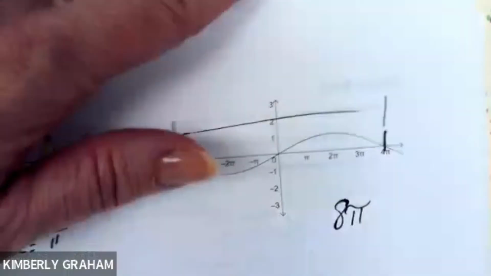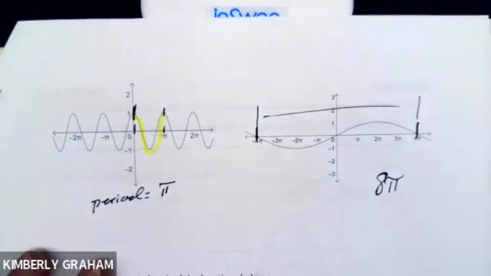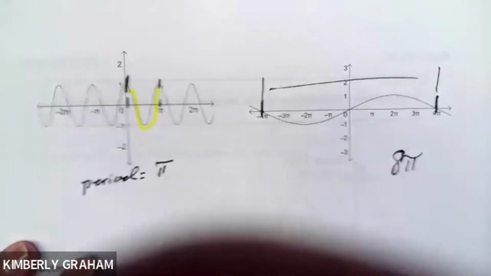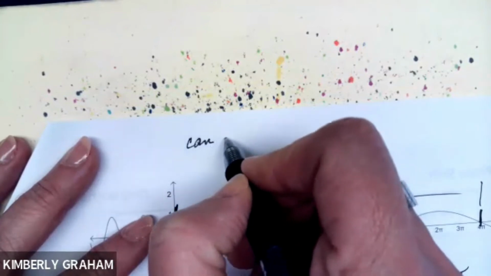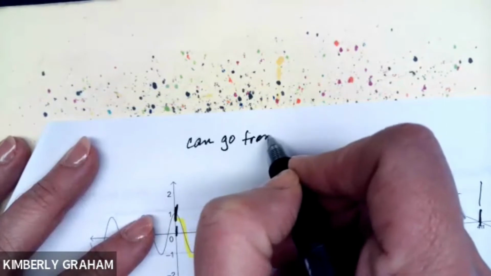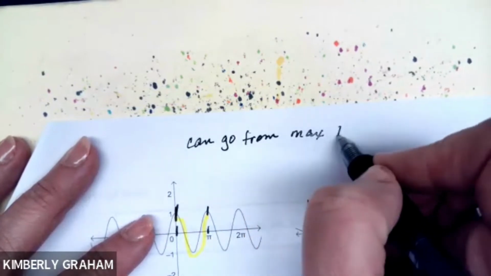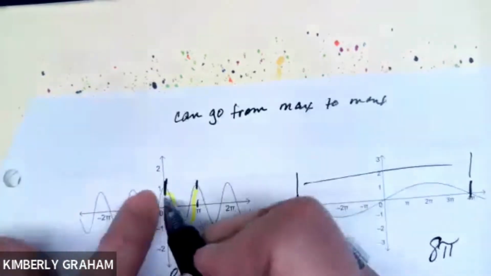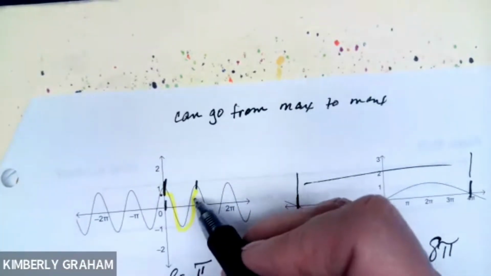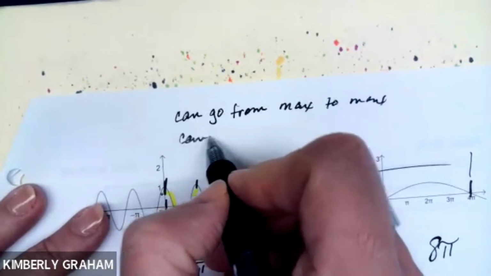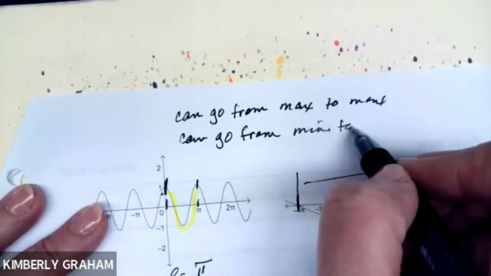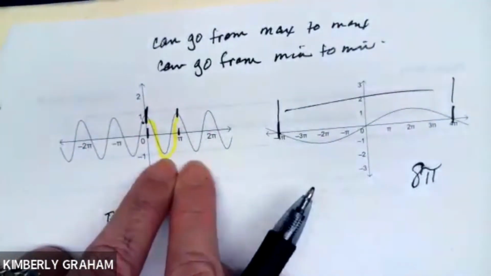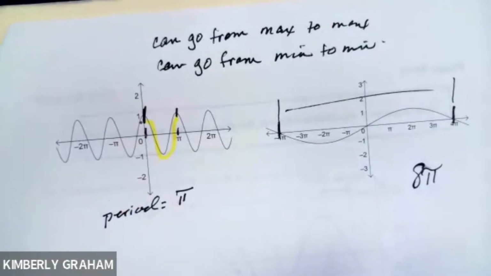Okay, when you are looking at the period, you can go from maximum to maximum. All right, so like from this mountaintop to that mountaintop. I can go from a minimum to a minimum, right? The bottom of the valley here to the bottom of the valley here. I can do that if I want to.